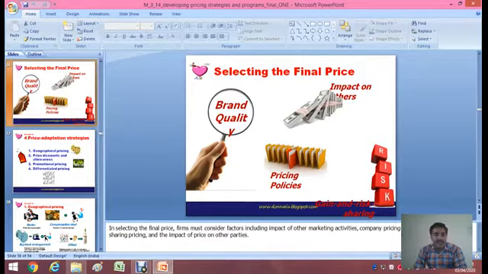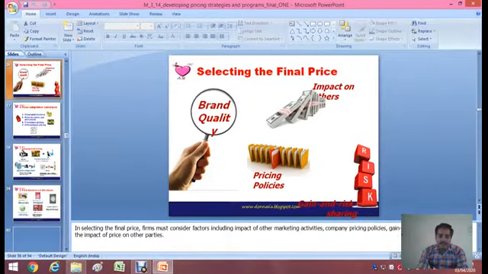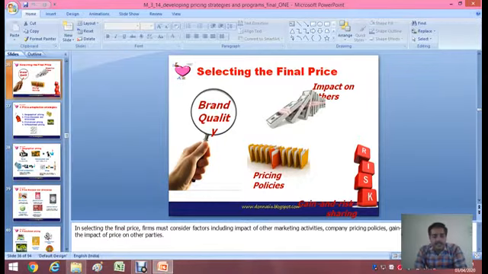It means that we may have a certain margin of profit, but at the same time, to get such a margin, we also need to consider other marketing activities. Company pricing policies: we also need to consider what the pricing policy of the company is. Gain and risk sharing pricing: it means that if we set a particular price, then what will we gain or what will be the loss. So we need to also consider this.